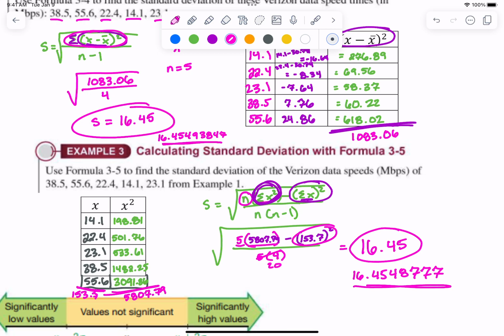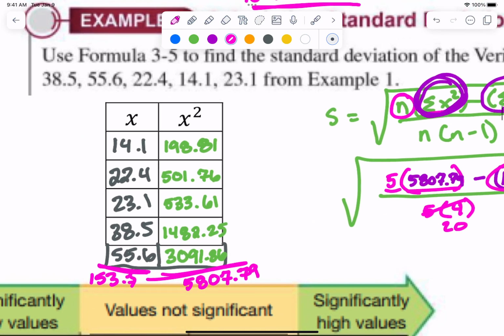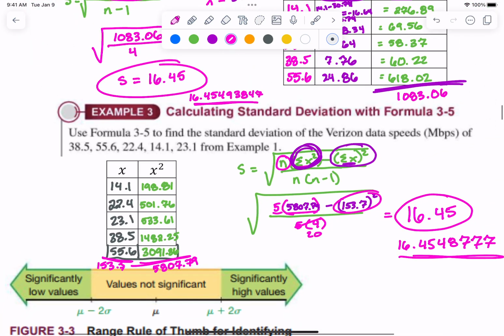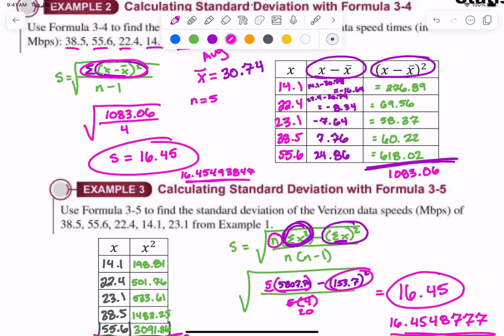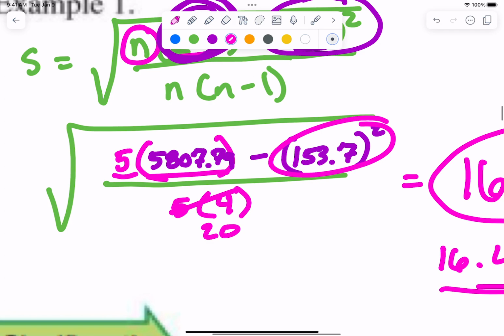Now, question. Do you like the top one or the second one better? I like the second one better. All you have to do is add them and square them, and that's likely less to mess up, I think. Yeah, that's true. You might be less likely to screw it up. But you just might have to write it out in parts or solve it in your calculator in parts. Okay?